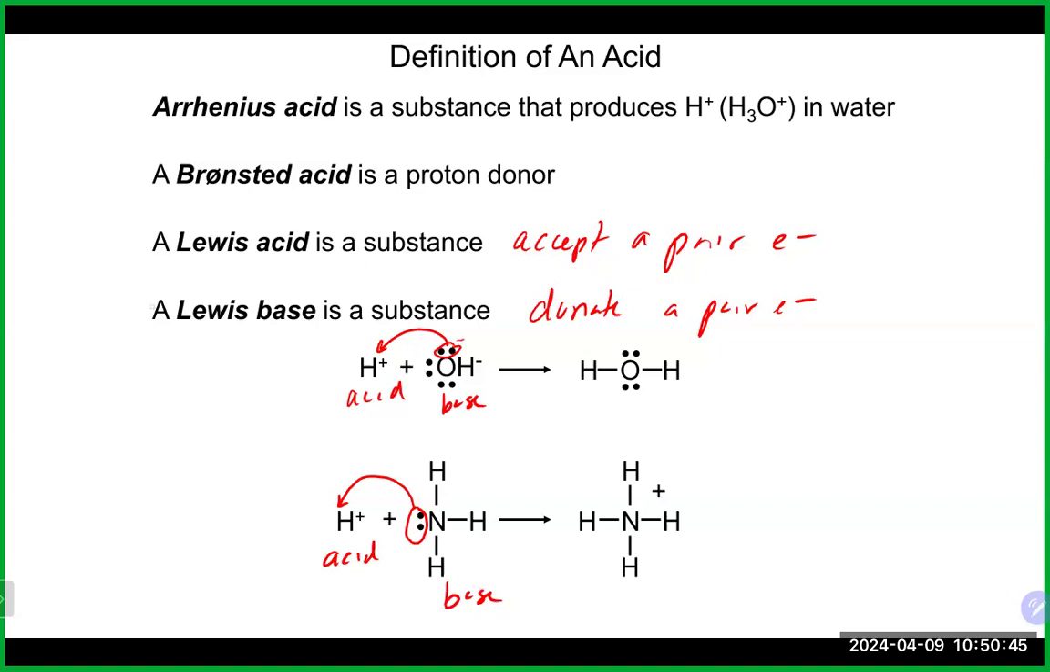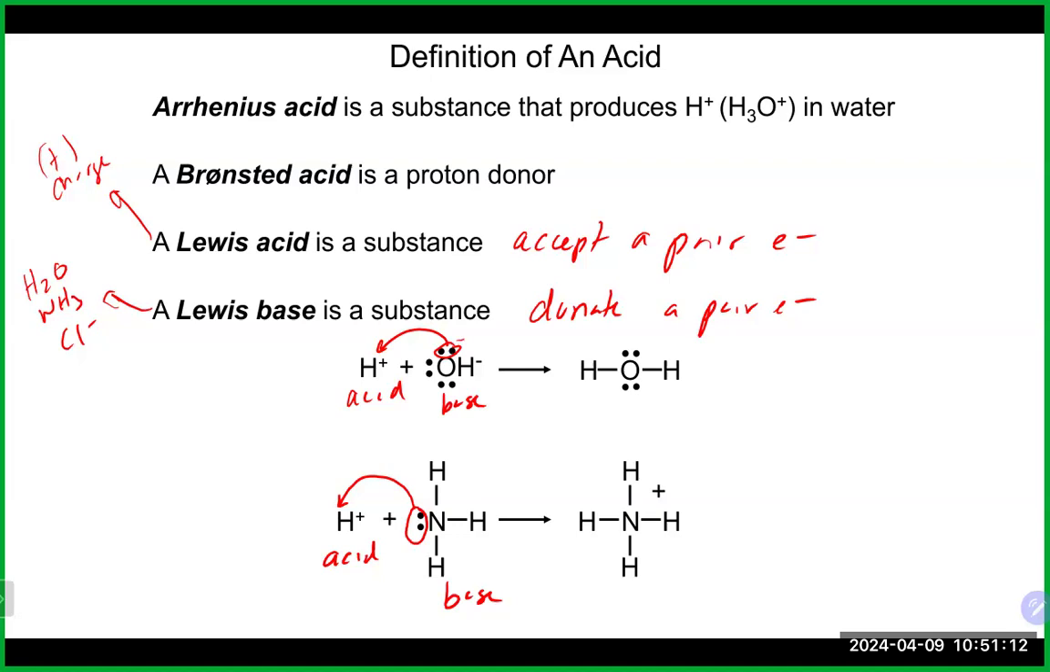So good Lewis bases, as I mentioned before, things like water, things like ammonia, things like chloride, hydroxide, these types of things are good Lewis bases. They're polar molecules. Things that are Lewis acids are typically a lot of times things with positive charges. And again, they're sort of electron deficient and they're able to accept those electrons as well.